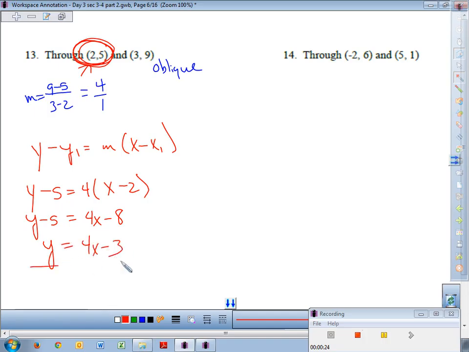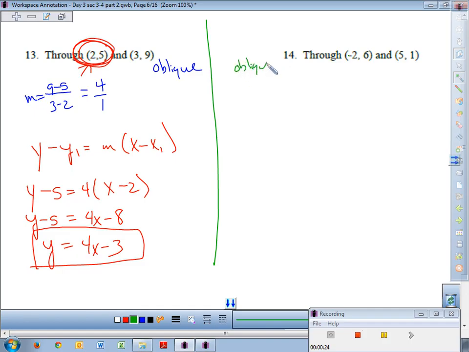That one came out real nice. Next one, not so nice. It's going to be ugly. But again, x's are not the same, y's are not the same. It's going to be oblique. Let's find the slope. 1 minus 6 over 5 minus a negative 2. So I got my slope to be negative 5 over 5 minus a negative 2, negative 5 sevenths.